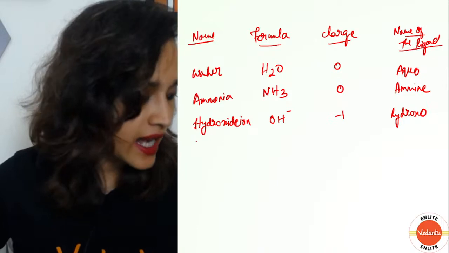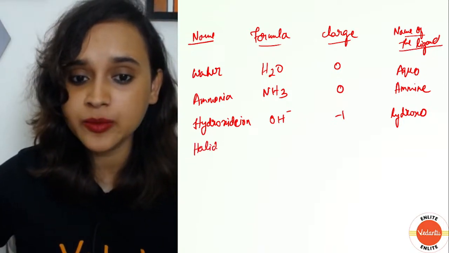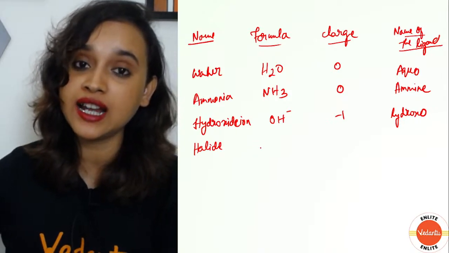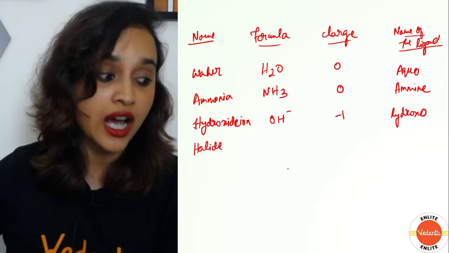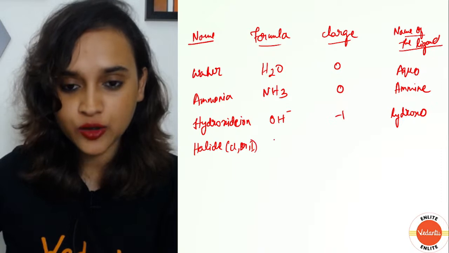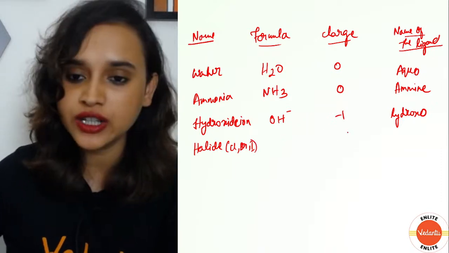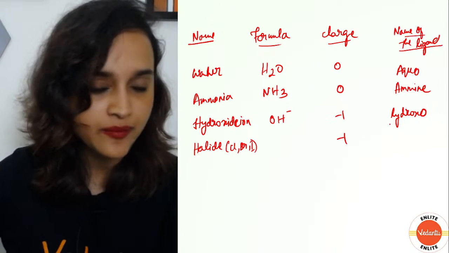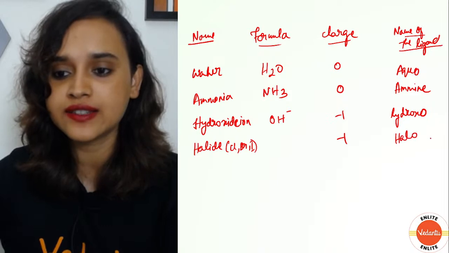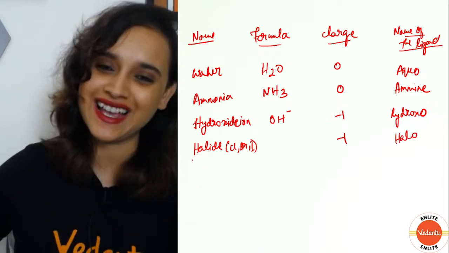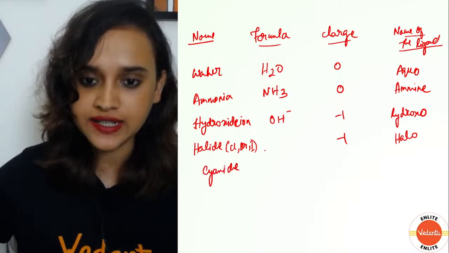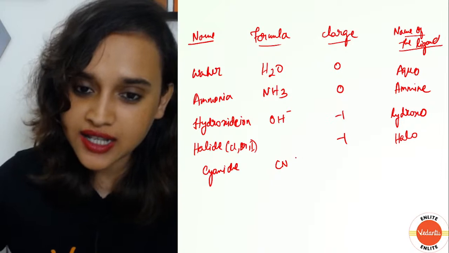All right. Yes, after that, halide. Do you know what is halide, everybody? Do you remember halide from the periodic table? Halides are basically chlorine, fluorine, bromine, iodine. Remember? Yes. So let's write it down. Chlorine, bromine, iodine, all of it. Again, what charge do they have? They also have minus one charge, okay? So whether it is chloro, bromo, iodo, it is halo. Let's write it as halo. All right, yes, very good, absolutely right. Then we have cyanide, okay? What is cyanide? Cyanide is CN. What charge does this have?